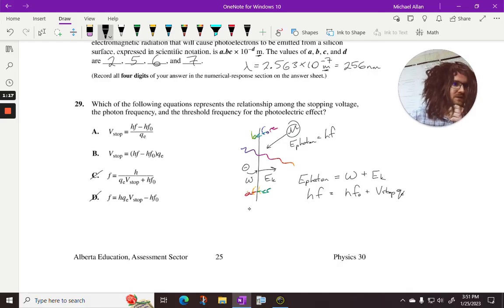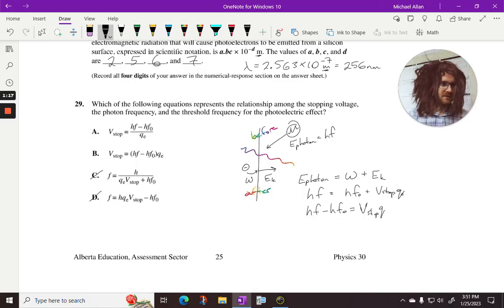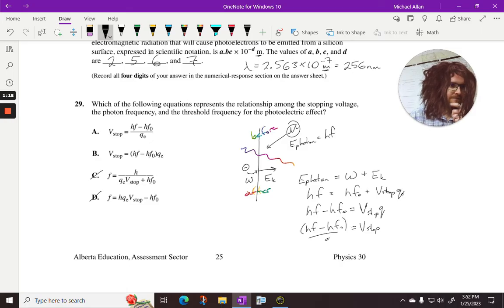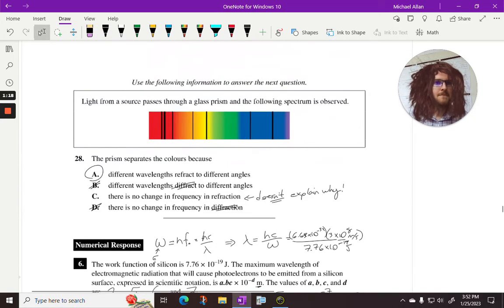If I try to rearrange this equation for V stop, let's just see what happens. So I'll subtract over the hf naught. Remember, this is a voltage, not a speed. The voltage required to stop the electron that's flying out here. Ooh, it's going to come to another plate over here. And then the last step here is divide the q down. Yeah, so it looks like the formula that we have matches B. No, matches A. Why did I say B? I just have a habit of saying B. Cool.